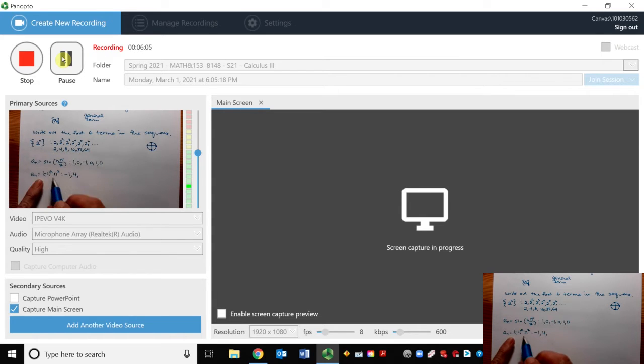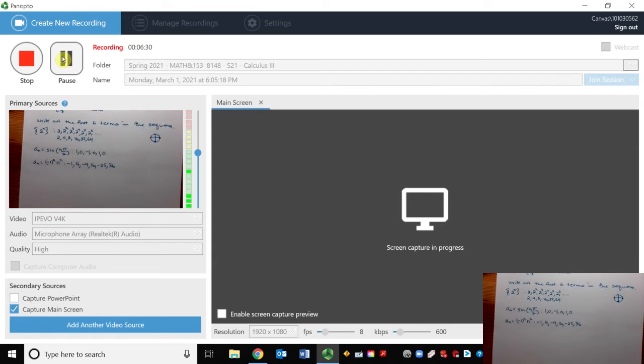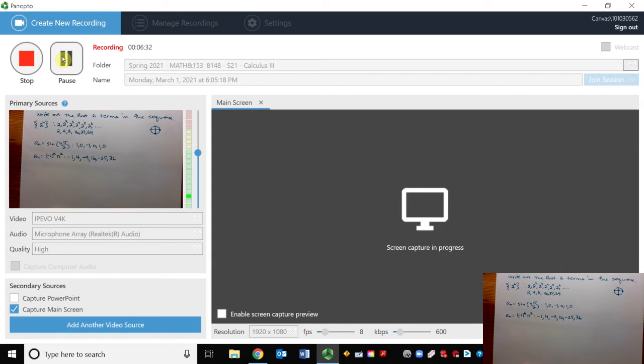N equals 3: negative 1 to the third. Negative 1 to an odd power makes that negative, and then I have 3 squared, that's 9. Negative 1 to the fourth is positive, and 4 squared is 16. Negative 25. Positive 36. And at some point, you see the pattern and you can start writing out the next ones.